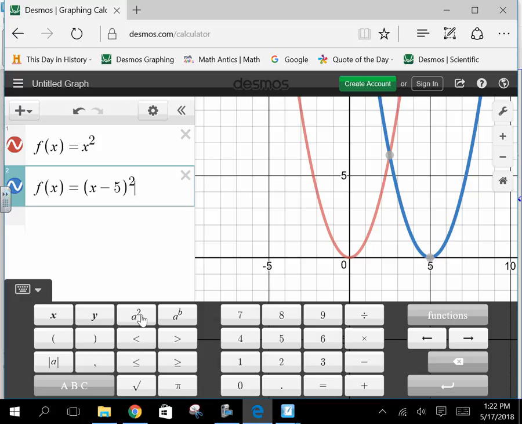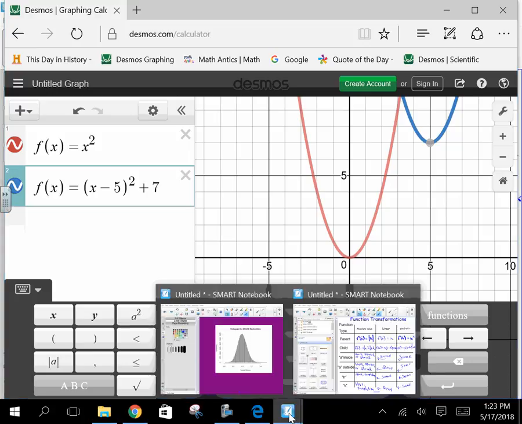No worries, Ruano. What if I want to shift this up 7? What do I do? You add it, right? Outside or inside? The k or the h? The h. I mean the k. Watch this. I'm going to put plus 7. There it is. So everything's the same. Everything's the same. That's the moral of the story today.